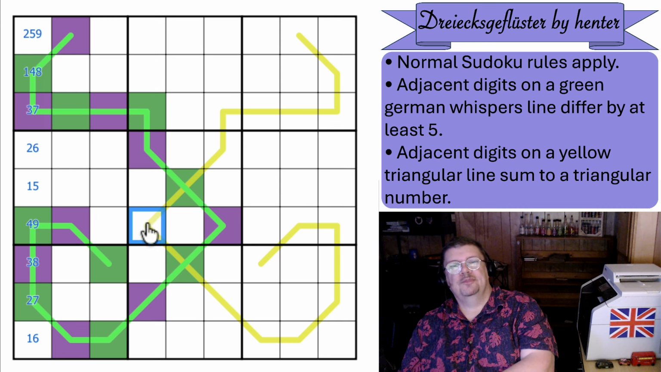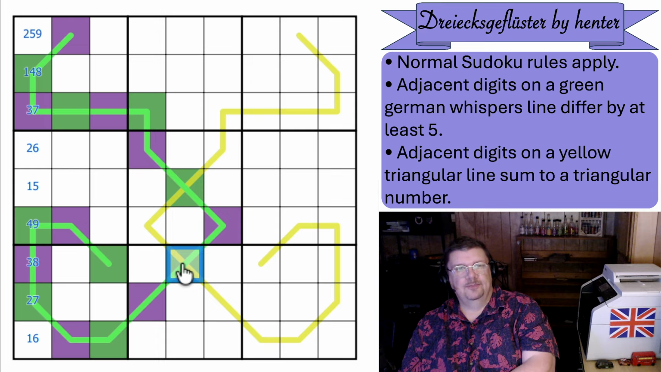Ah, no. So at first, I thought I could put a 5 here, which would allow me to duplicate the 5 there and put a 1 there. But I can't put a 5 here because that's on a German whisper, and I can't put a 5 on a German whisper. Okay, so 5 is out. 4 is out. 2 and 6 are opposite polarities. 3 is out because I could put a 3 here. I could repeat the 3 here and make that a 7, except, again, they're opposite polarity.